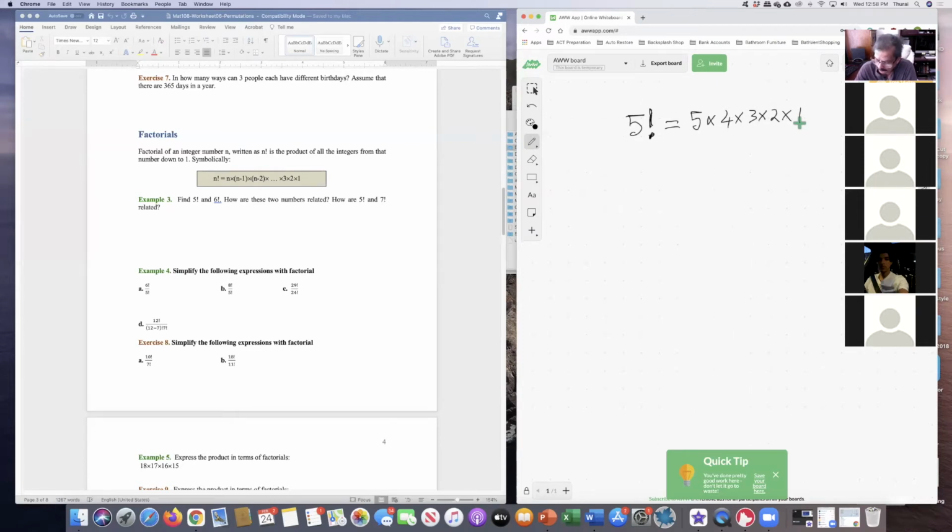So that works out to 120. So 120 is the actual value of factorial 5. Now let's find factorial 6. Factorial 6 is 6 times 5 times 4 times 3 times 2 times 1. And this part is the same as factorial 5, which we already found as 120. So 6 times 120 equals 720 is the answer to this.